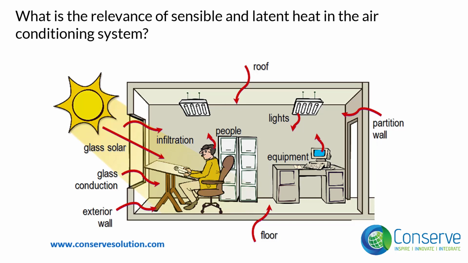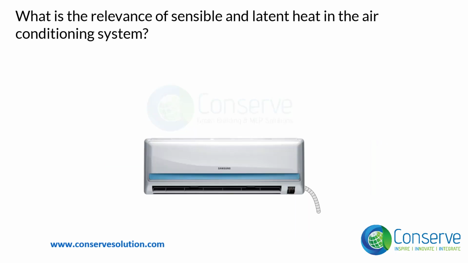The people in the building add both sensible and latent heat. Hence, the cooling coil has to be selected to remove the sensible heat and dehumidify the water vapor from the space. The evaporator in the AC equipment removes heat from the space by changing the phase of refrigerant from liquid to vapor. That is the reason it is called as evaporator. Latent heat of vaporization of the refrigerant is utilized to cool the space.